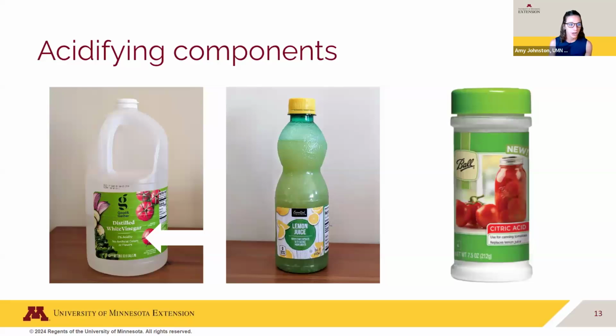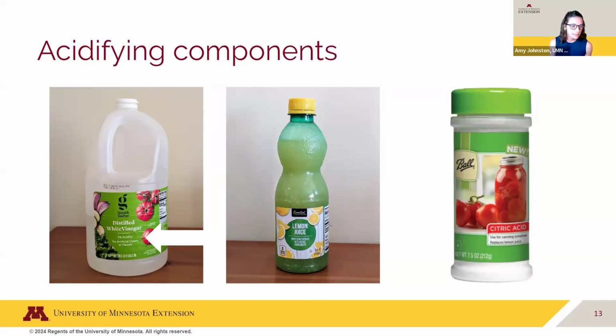When using vinegar, the most common ones used are distilled white vinegar and cider vinegar with that 5% acidity. And again, the acid in the vinegar is acetic acid. Research has shown that using the 5% acidity vinegar for pickling or acidifying foods is going to produce that safe and quality product. On the image on the screen, you'll see the white arrow pointing to the vinegar label where you might see that acidity level.